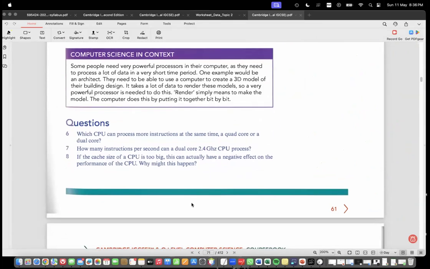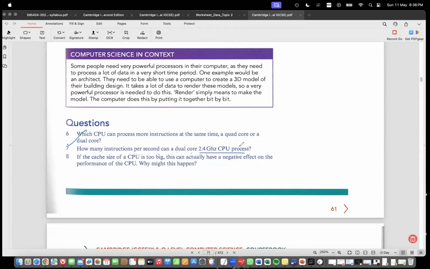Okay. Now question, which CPU can process more instructions at the same time, a quad core or a dual core? So obviously quad core, because quad core can process more instructions at the same time because it has 4 cores, and it will allow it to handle more tasks simultaneously than a dual core, because in dual core you have only 2 cores.